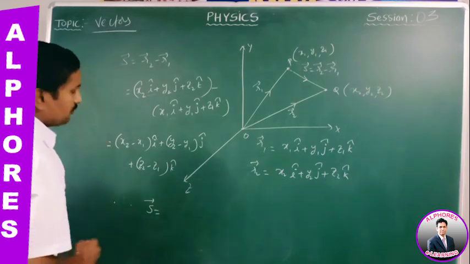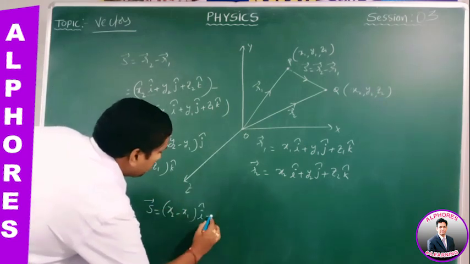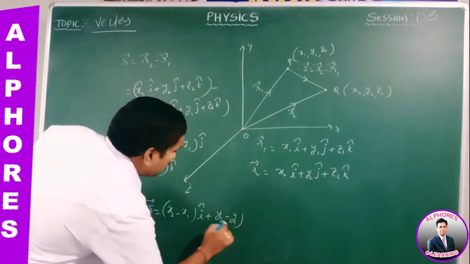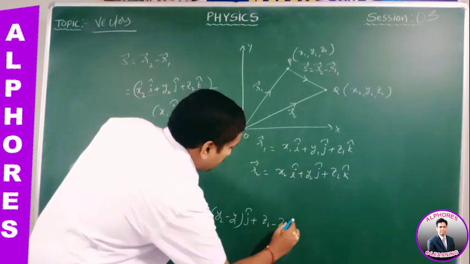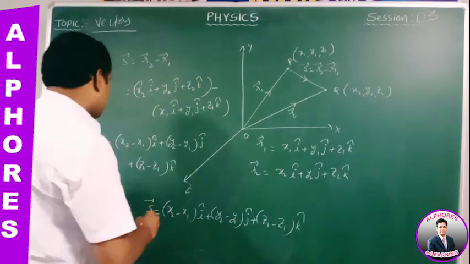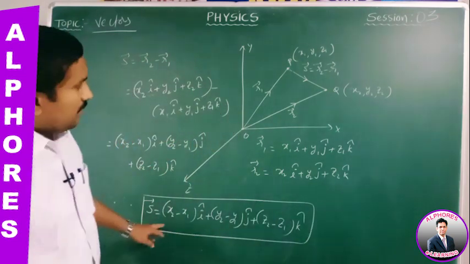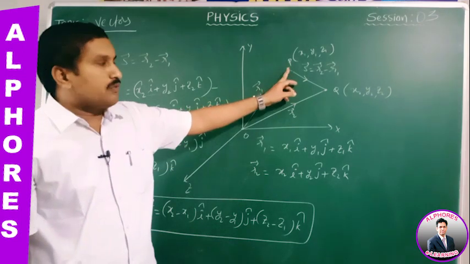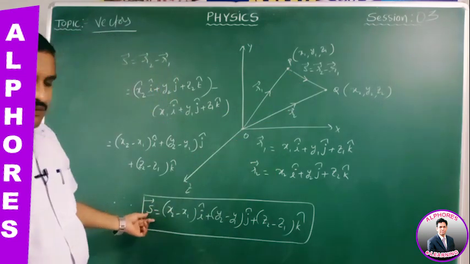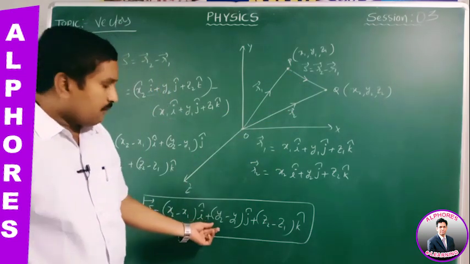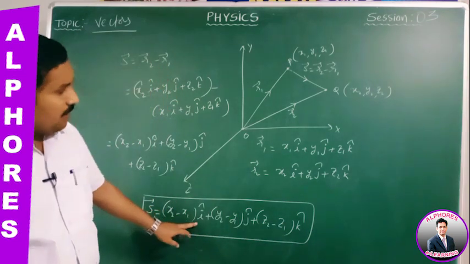Therefore, what is the displacement vector finally? S bar is equal to x2 minus x1 into i cap plus y2 minus y1 into j cap plus z2 minus z1 into k cap. This is the actual expression to represent the displacement vector in space. That means if the particle moves from P to Q, the shortest distance from P to Q is S bar equal to x2 minus x1 into i cap plus y2 minus y1 into j cap plus z2 minus z1 into k cap. This is the actual expression of the displacement vector.